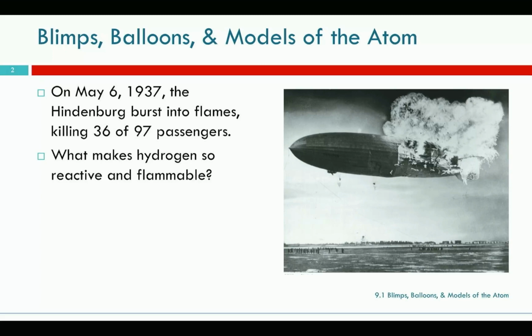I think it was a thermite reaction in the paint was one of the theories as to why it initially caught fire. So what is it that makes hydrogen so flammable, reactive and flammable? That's part of what we're going to talk about. And then why is helium, because we'll have hydrogen on one end of the periodic table and helium on the other end of the periodic table.